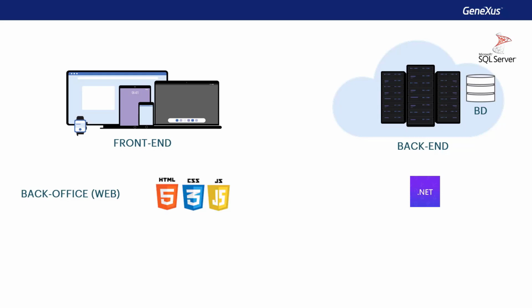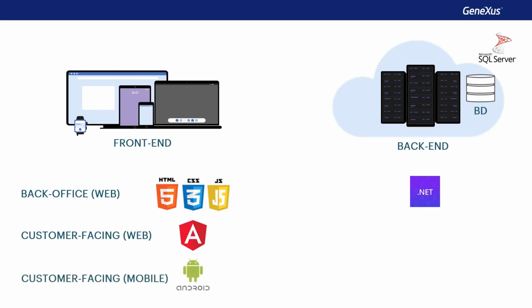And for the customer-facing part of the app, we'll be using the Angular framework to generate the web part, and Android to generate the mobile part. Despite the mention to these generators for describing what Genexus does automatically, in fact, we don't need to know anything about these languages to do this course.